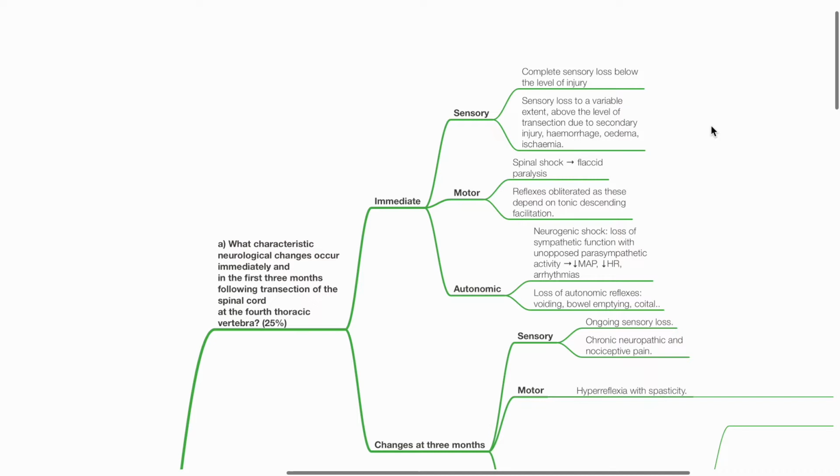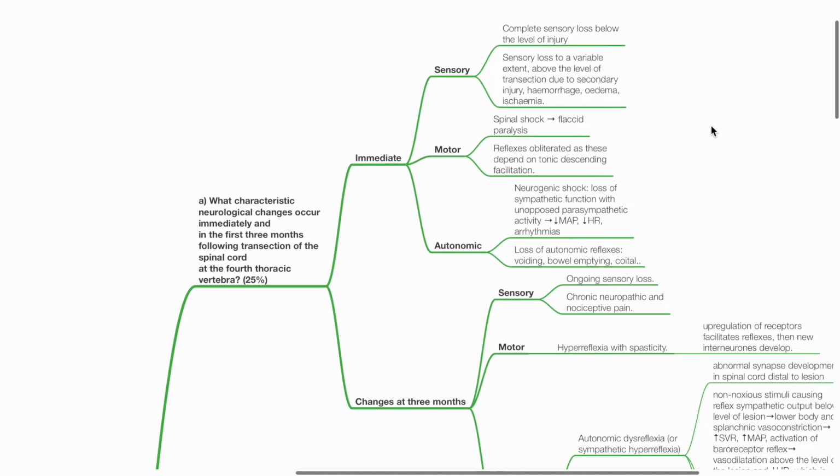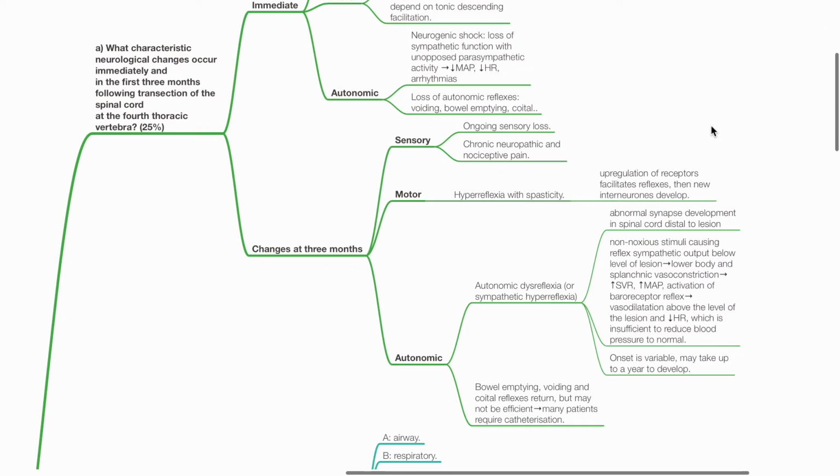In neurogenic shock, there is loss of sympathetic function with unopposed parasympathetic activity, resulting in hypotension, bradycardia, and possibly arrhythmias. Loss of autonomic reflexes such as voiding, bowel emptying, and coital function occurs. Changes at 3 months: there is ongoing sensory loss. There is chronic neuropathic and nociceptive pain.